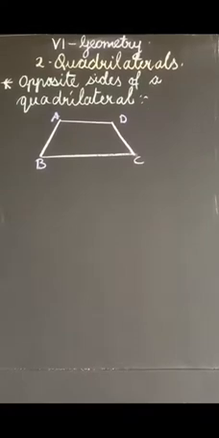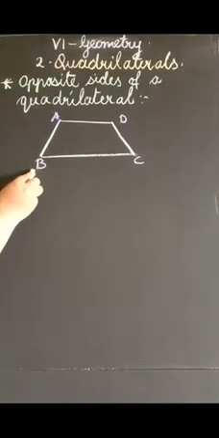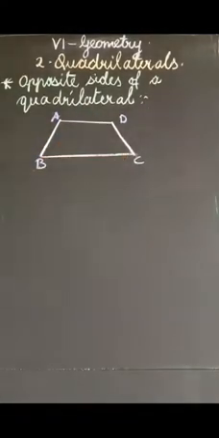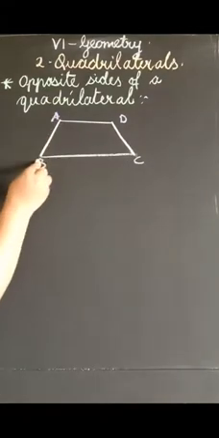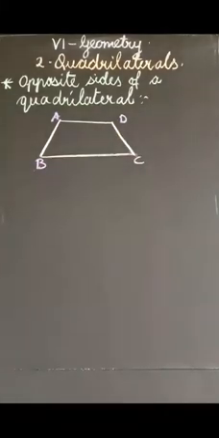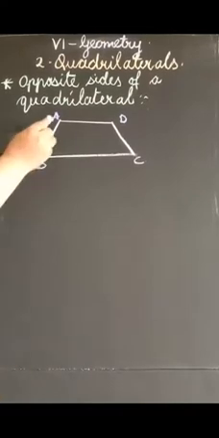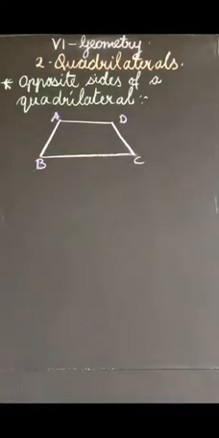Now, if I will take side AB, yes, and side DC, are they having common vertex? Side AB and side DC, are they having common vertex? No, they are not having common vertex. Therefore, side AB and side DC are called opposite sides of the quadrilateral. Okay, so opposite sides of quadrilateral do not have a common vertex.